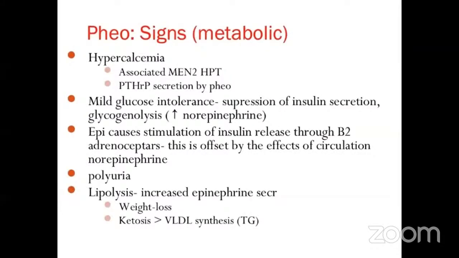And metabolic symptoms include hypercalcemia and mild glucose intolerance, which occurs due to suppression of insulin secretion and increased glycogenolysis. Epinephrine causes stimulation of insulin release through beta-2 adrenoreceptors. This is offset by the effects of circulating norepinephrine, polyuria, and lipolysis.